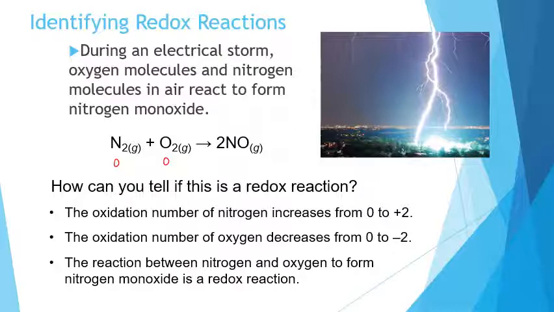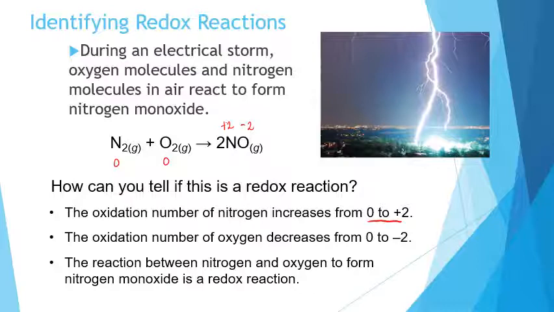Now we have a nitrogen monoxide product. In this case, take note, when oxygen is partnered with any other element, its oxidation number is -2. For the nitrogen, it should have a +2 oxidation number in order to have a neutral charge in this nitrogen monoxide compound. So in this case, the oxidation number of nitrogen increases from 0 to +2.